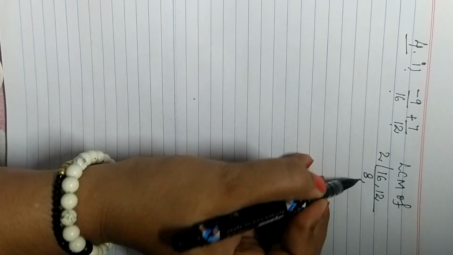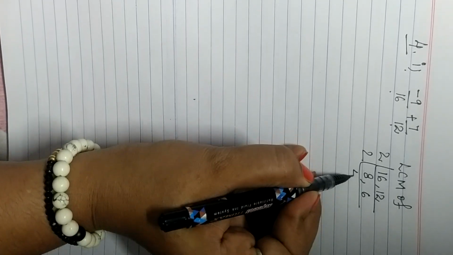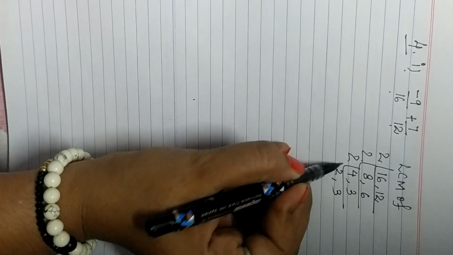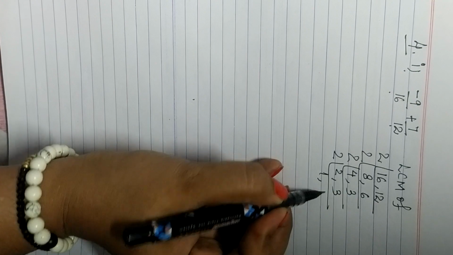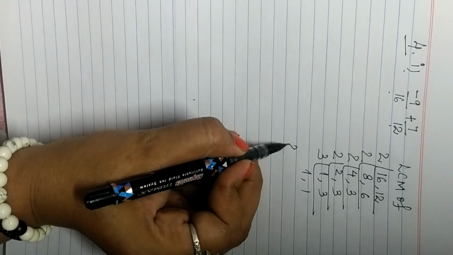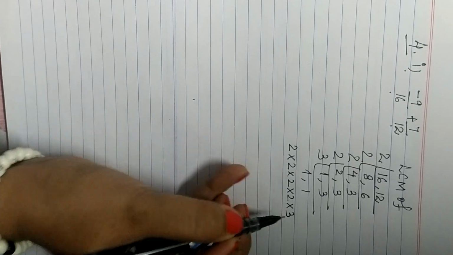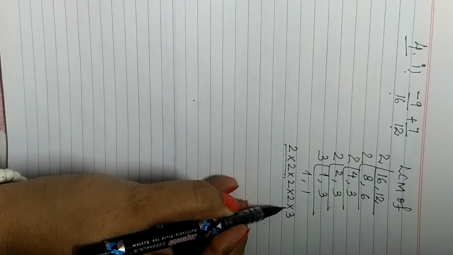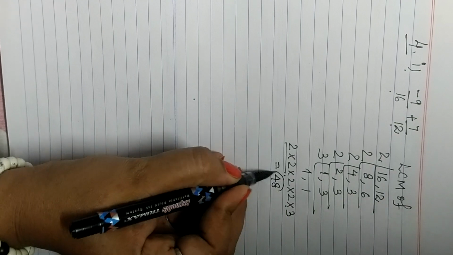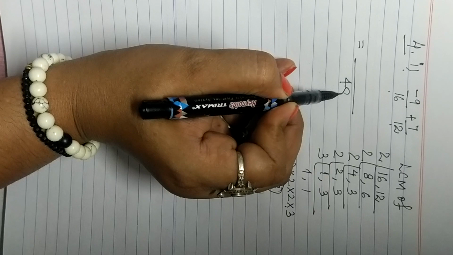2 8s are, 2 6s are, 2 4s are, 2 3s are, 2 2s are and 3 remains as it is, 2 1s are, 3 remains as it is, 3 1s are and 1. So we got it as 2 into 2 into 2 into 2 into 3. That is 8 into 6, that is 48 as the LCM. Taking 48 as the LCM.